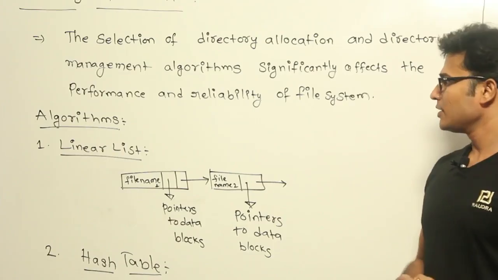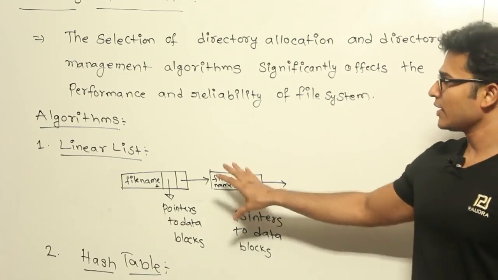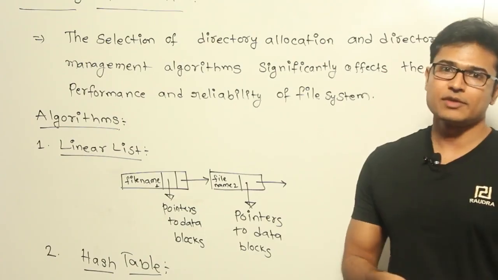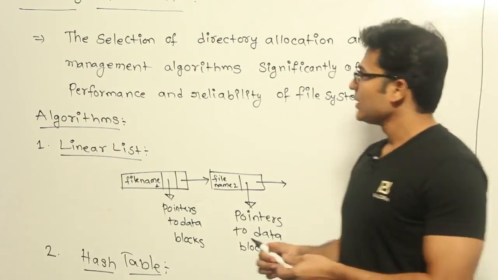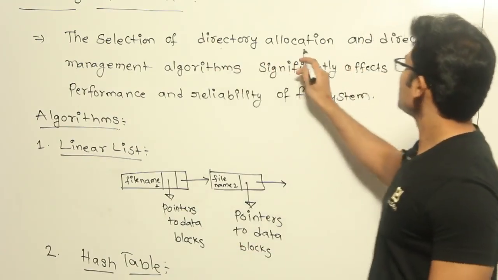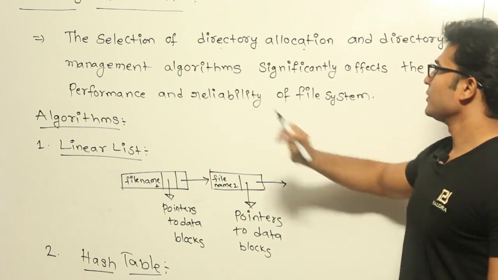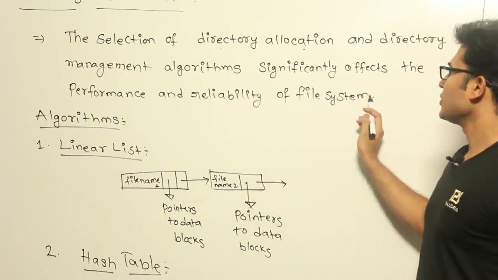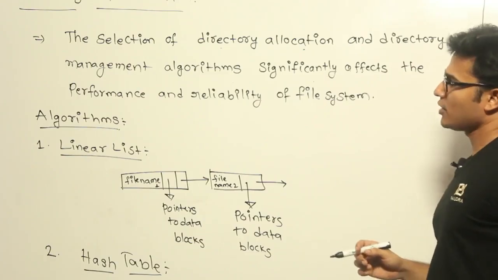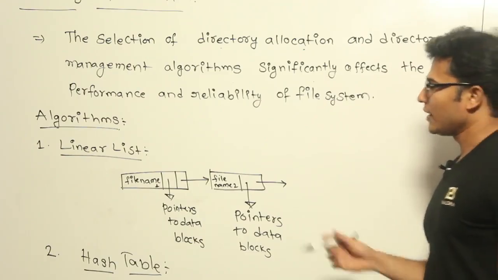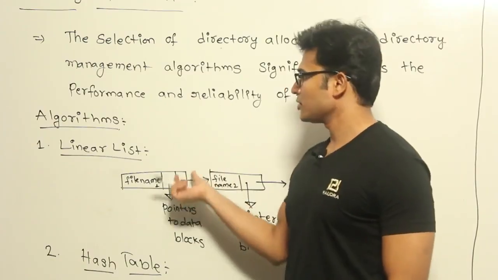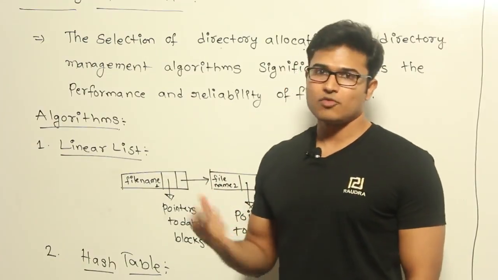Anyway, the main thing you should consider while choosing a data structure is its performance and its reliability, right? So let's see this. The selection of the directory allocation and directory management algorithms significantly affects the performance and the reliability of the file system. What type of algorithm you use depends on what type of data structure you use. Depending on the data structure, your algorithm is going to give you performance, right?